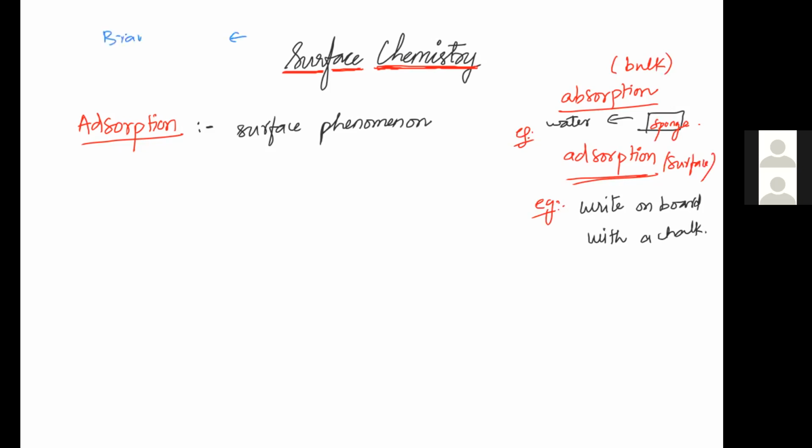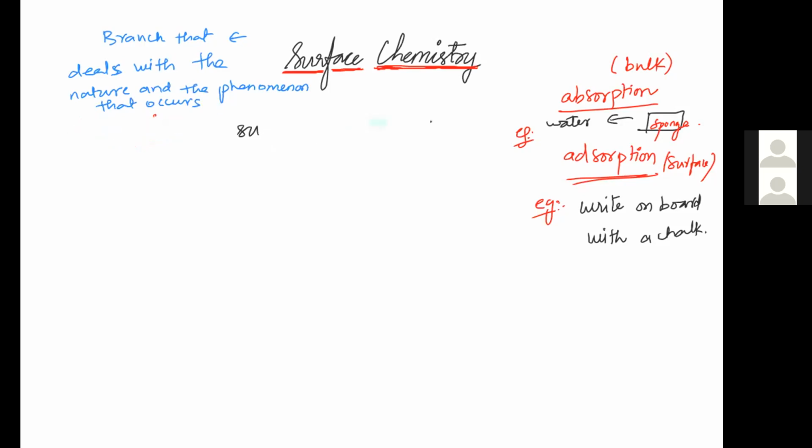This is a branch that deals with the nature and the phenomenon that occurs on surfaces. So as I said, we specifically talk about the nature of the surfaces and the phenomena that occur on the surfaces of solids and liquids. That is known as the branch called surface chemistry.